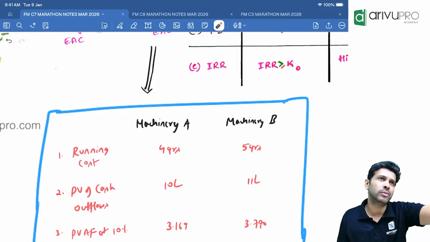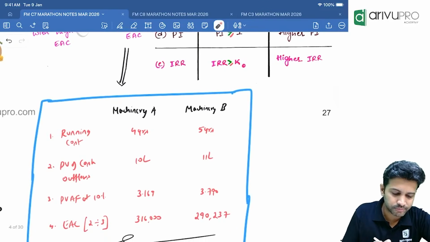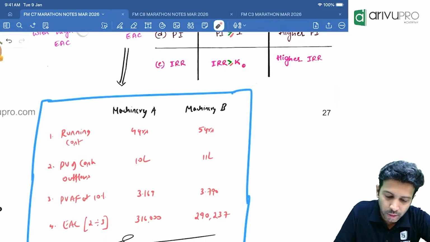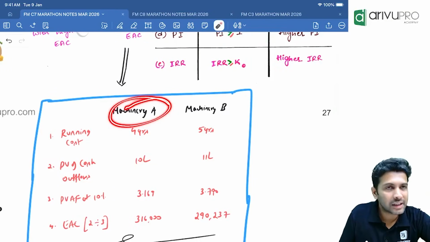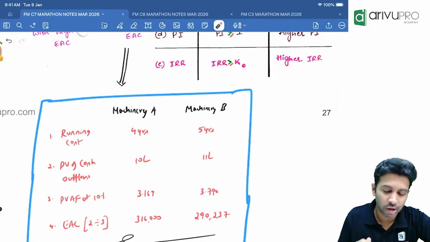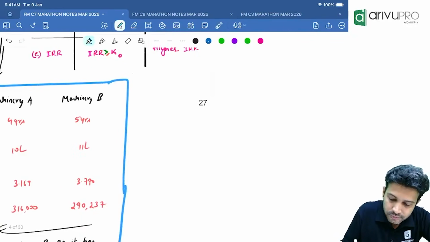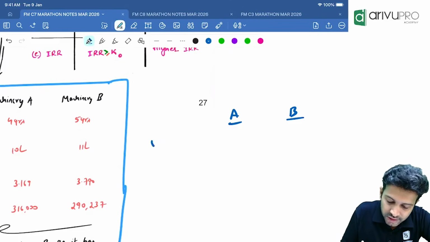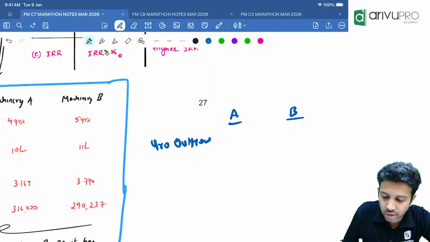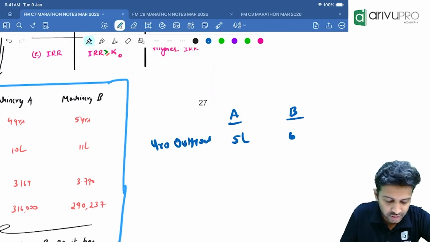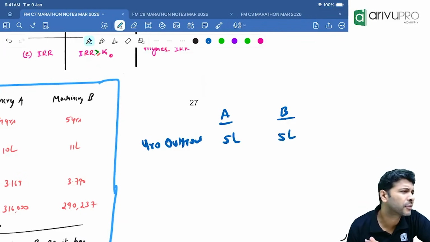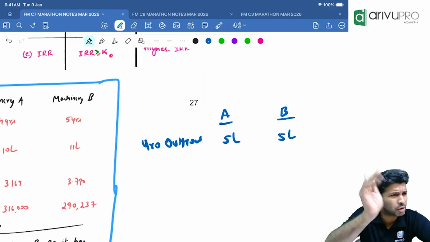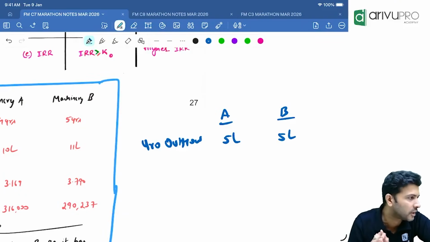And how they will structure this question is, maybe I'll just quickly tell you and then probably do it. People, they will give you in these problems A ka multiple costs and B ka multiple costs. What are those multiple costs? Now let's say they will say A ka year 0 cash outflow is let's say 5 lakh. B ka also 5 lakh. That means A and B are costing different or same amount? Same amount. If you want to buy A and B, both will cost, it could be same, it could be different, doesn't matter. I've just taken same for simplicity.